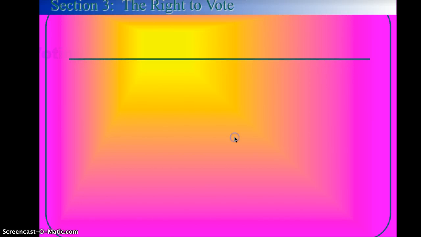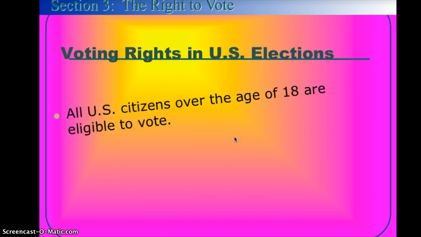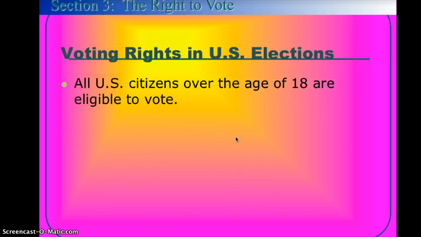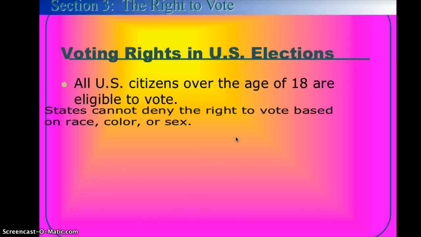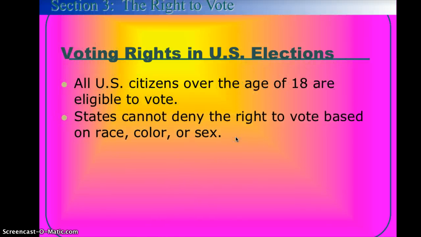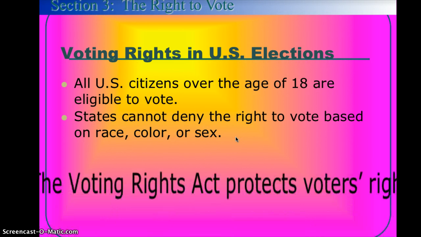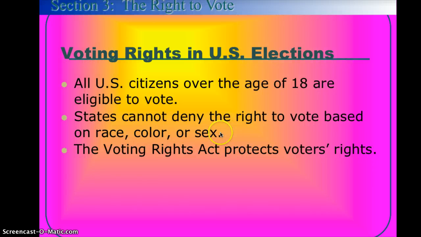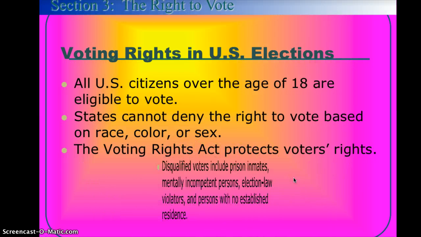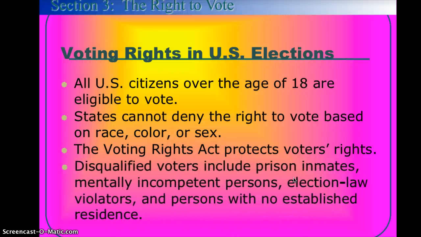So first of all, the right to vote. Now, we've covered a little bit of this before in some of the previous chapters, but all citizens over the age of 18 are eligible to vote. States cannot deny the right to vote based on race, color, or sex. And we can throw in their religion. The Voting Rights Act protects voters' rights, and the Voting Rights Act goes back to the early 1960s during the Civil Rights Movement. Now, people that are disqualified from voting are prison inmates, mentally incompetent persons, election law violators, and persons with no established residence.